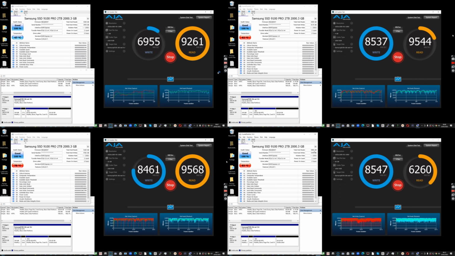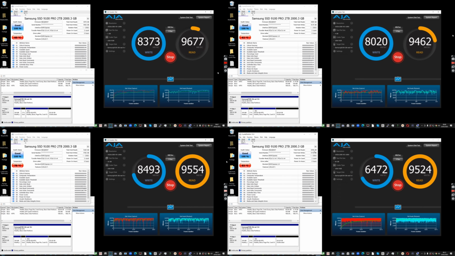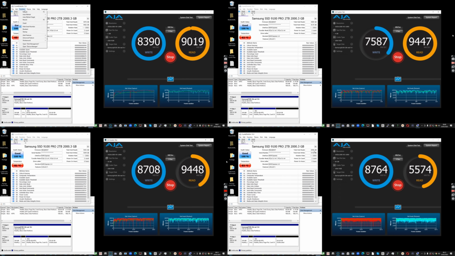But nonetheless, it was great not only to see us getting close to 10,000 megabytes per second on read, but actually to see it periodically exceed that. I've never seen a five-digit number on AJA, and none of the Gen 5 drives I've ever tested have produced that. So again, massive kudos.